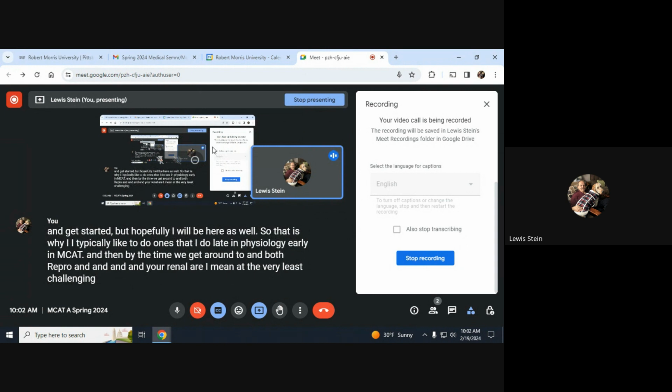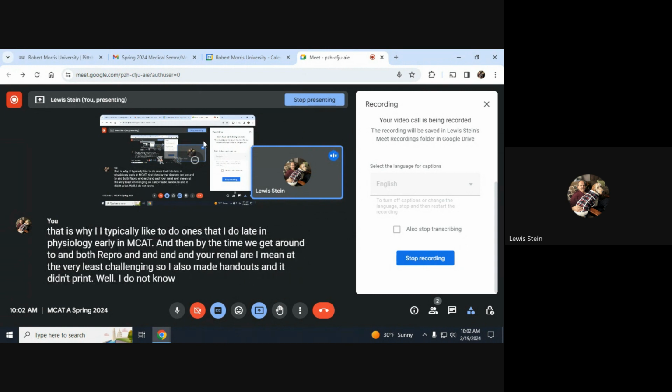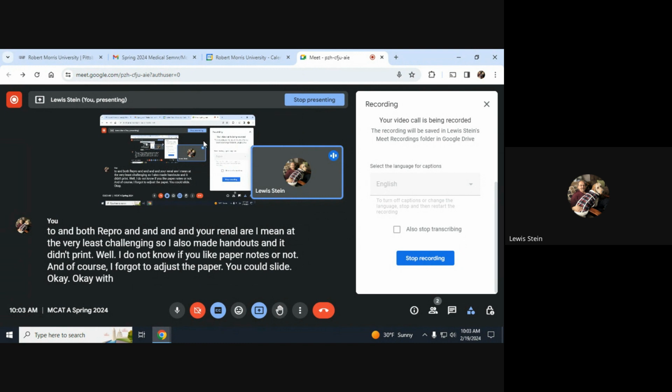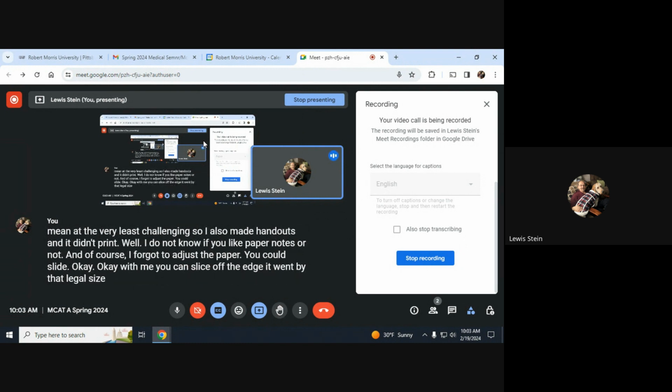So I also made handouts, and it didn't print well. I do not know if you like paper notes or not, and of course I forgot to adjust the paper. But you could slide these around, and I'll save a couple. If you don't want to toss it, it's okay with me. You can slice off the edge. It went by that legal size because I didn't readjust the paper setting for that, but that's me.